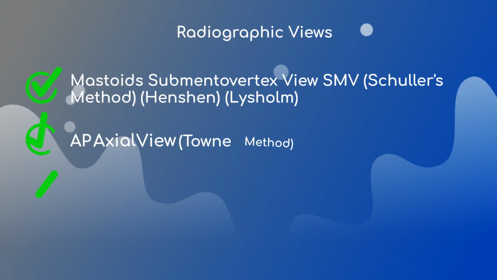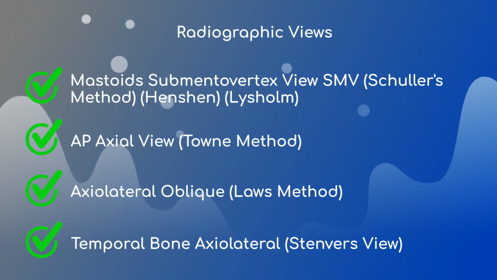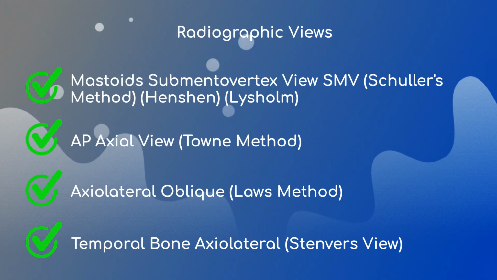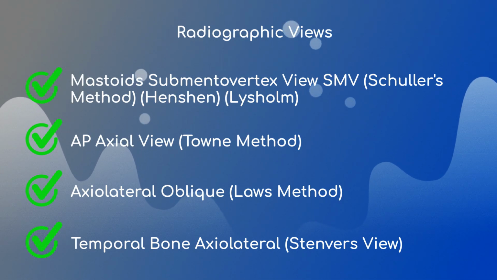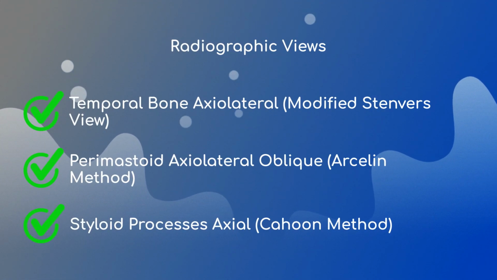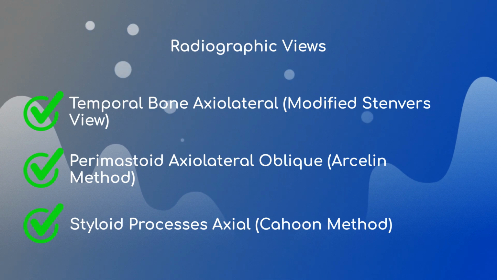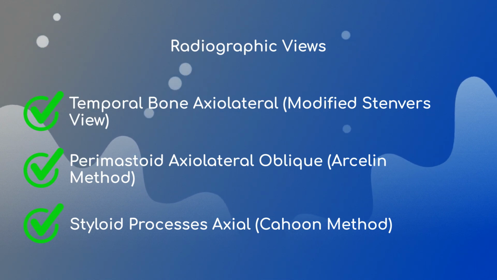Several specialized projections are used in mastoid and IAM imaging. These include mastoid submentovertex view (SMV), Schuller's method, Law method, Lysholm, apiaxial view, axiolateral oblique, temporal bone axiolateral, Stenvers view, modified Stenvers view, paramastoid axiolateral oblique, Arcelin method, styloid processes axial, Cahoon method.